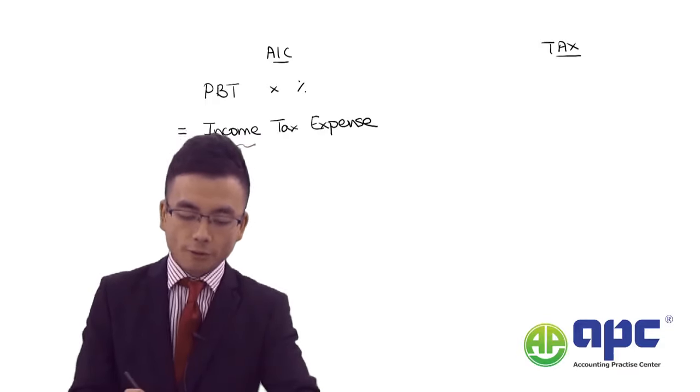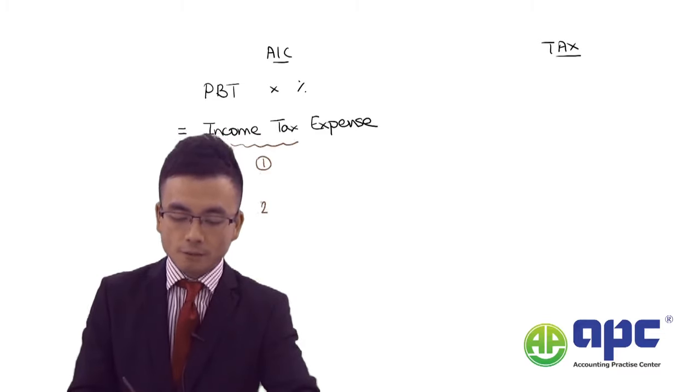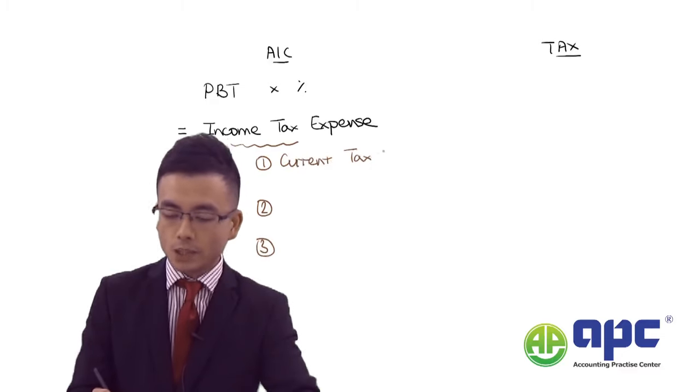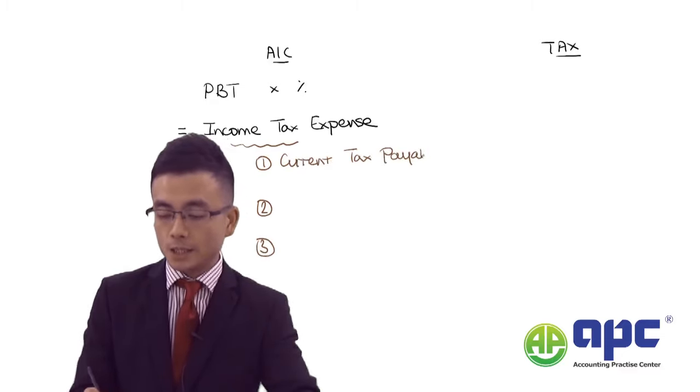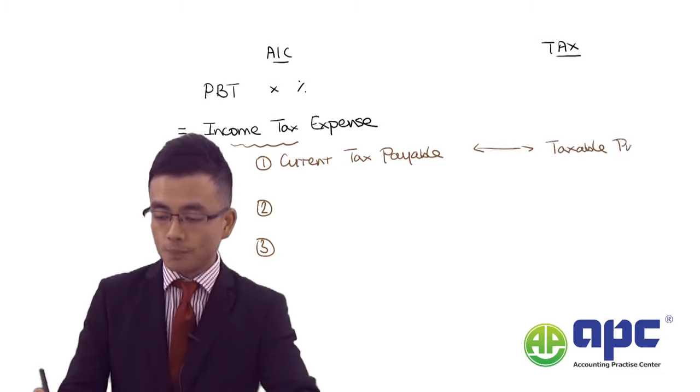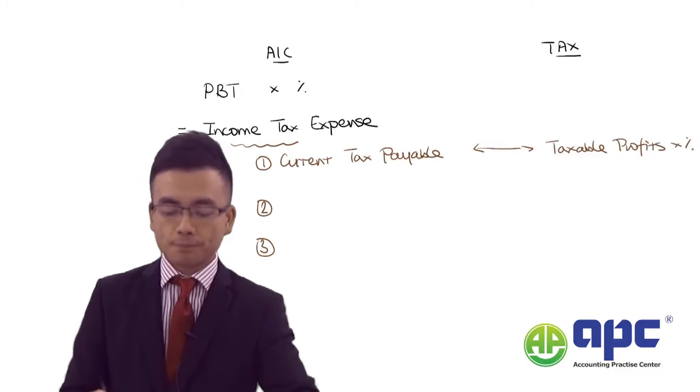If we take the accounting profit before tax and multiply by the corporate income tax rate, that will account for three things. First of all, it stands for the current tax payable. So how can we calculate the current tax payable? The current tax payable is based on the taxable profit from the tax point of view. We take the taxable profit and multiply by the corporate income tax rate.